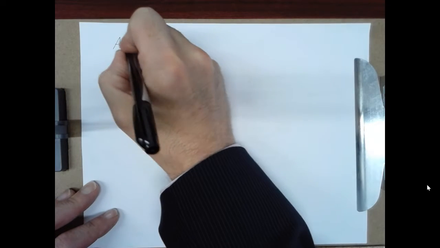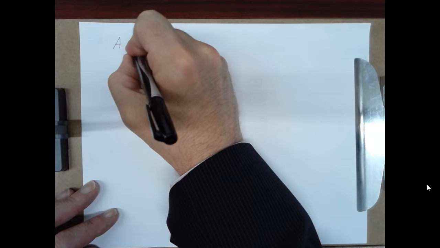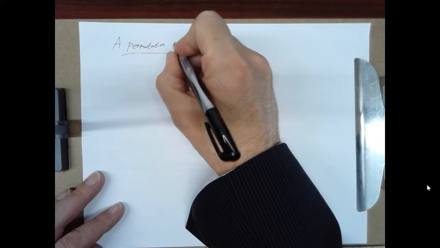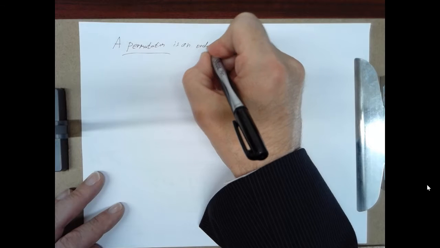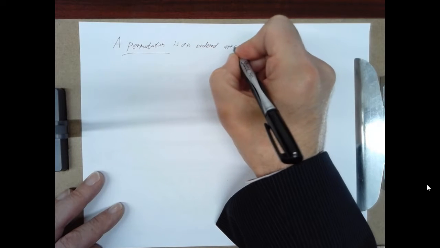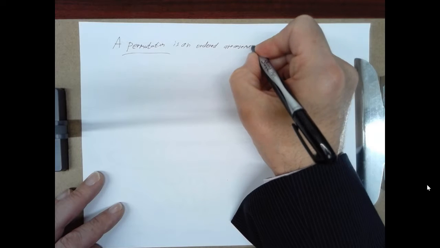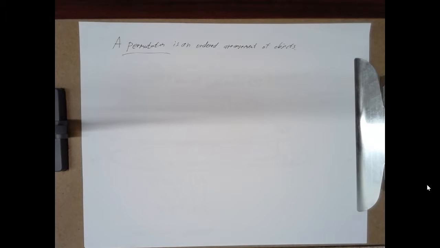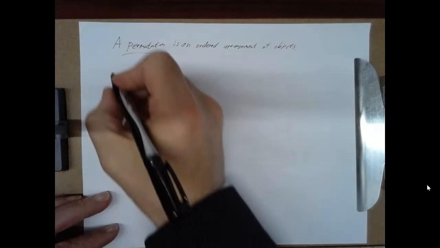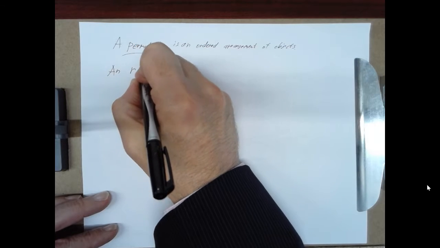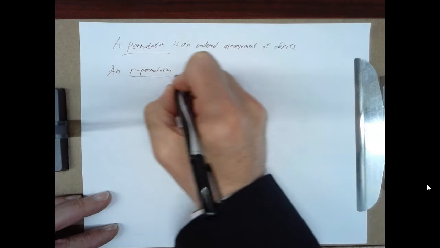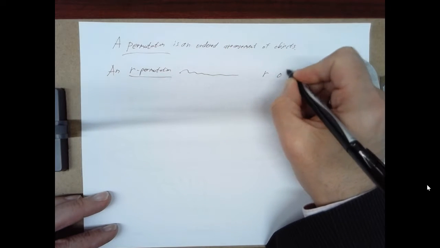So a permutation is an ordered arrangement of, we'll just say, objects. And an R permutation is an ordered arrangement of R objects.